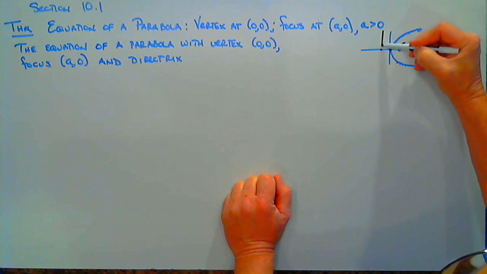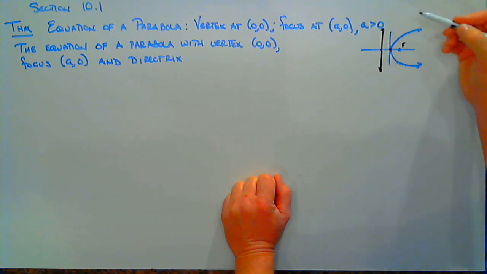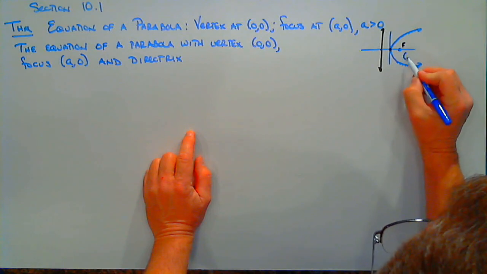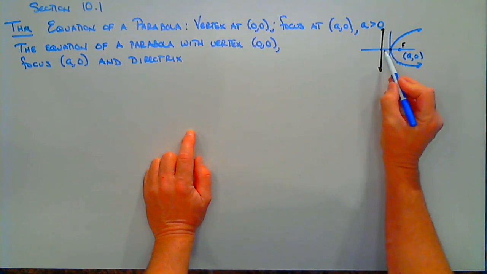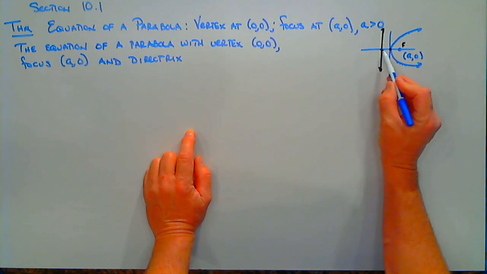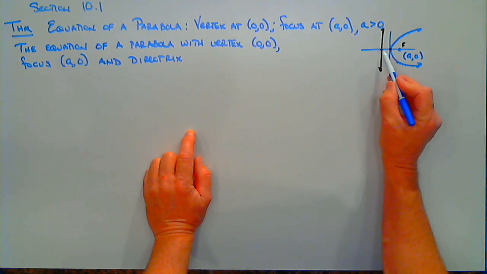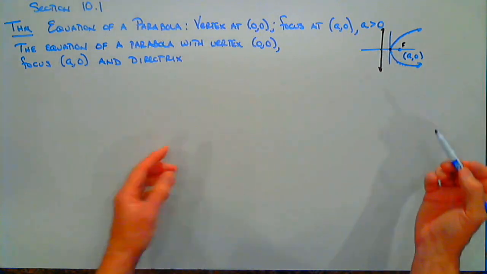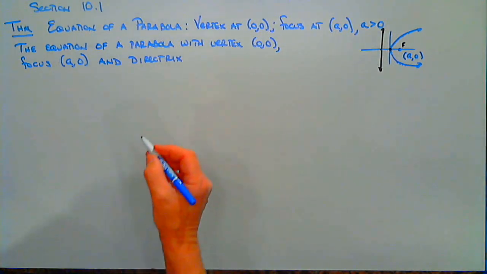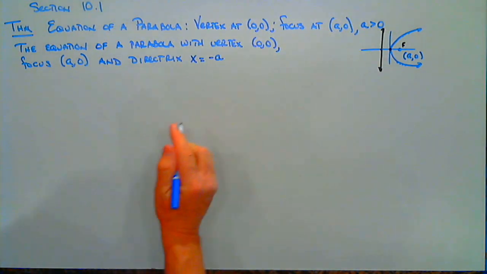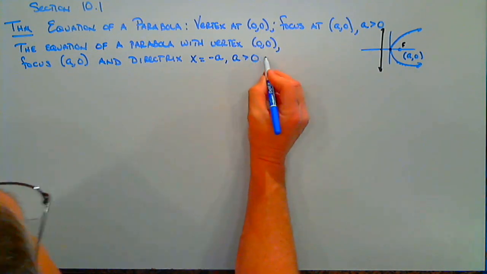So our directrix is going to look like this. So we have the same distances. If our focus is at A, 0, that distance is going to be A units. So this distance needs to be A units. Well, if I go A units to the right from 0, I land at A. If I go A units to the left from 0, I land at negative A. So my directrix is going to be x equals negative A. Remember, we said A is a positive number.